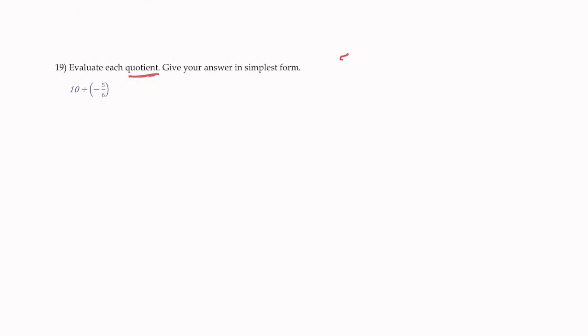So if you have 5 over 6, you're going to make it 6 over 5 and change this division sign to a multiplication sign. And you just solve the way you do the multiplication. So let's try this one over here. 10, and we are going to make division as multiplication and reverse the second fraction. So it becomes 6 over 5. The positive, negative signs do not change, okay? So watch out for that.